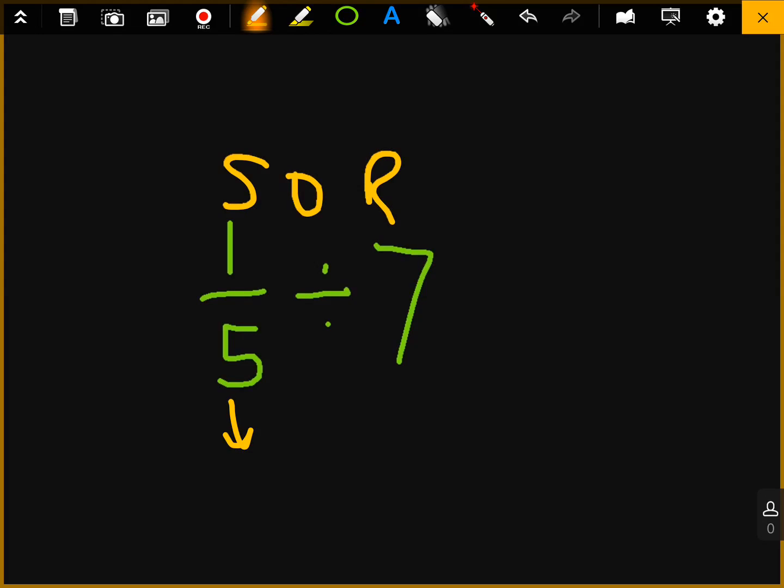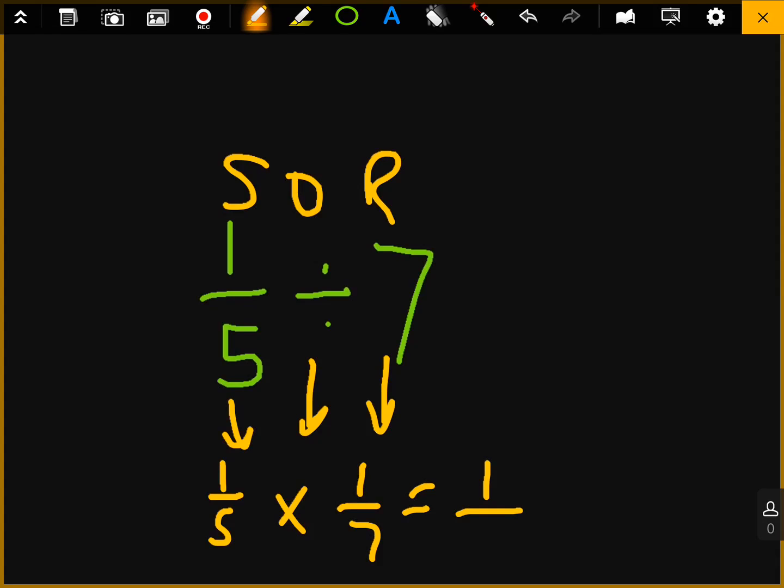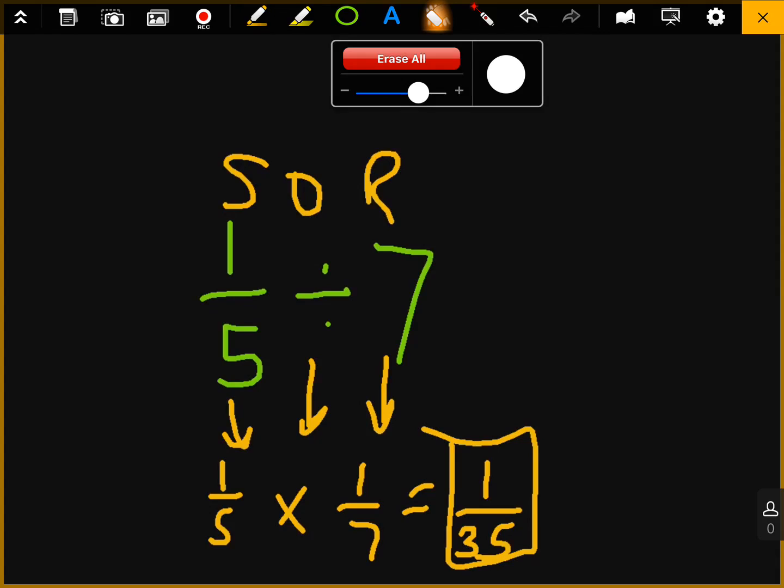Number 8, the Wilkinsons ordered a large sub sandwich for a party. Only 1/5 of the sandwich is left, and 7 people still need to eat. So you got 1/5 of the sandwich that's being divided among the 7 people. So we got to do same, opposite, reciprocal. 1/5 stays the same. Opposite of division is multiplication. And the reciprocal is 1/7. 1 times 1 is 1. 5 times 7 is 35. They're going to get 1/35 of the sandwich.